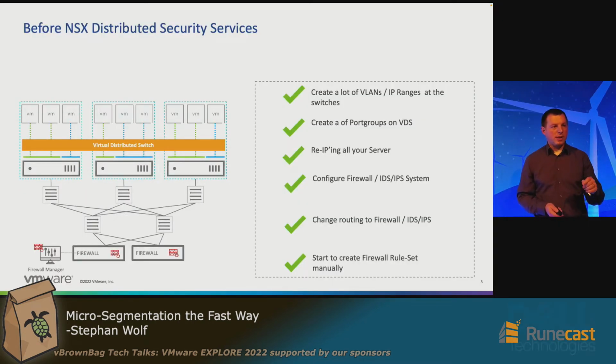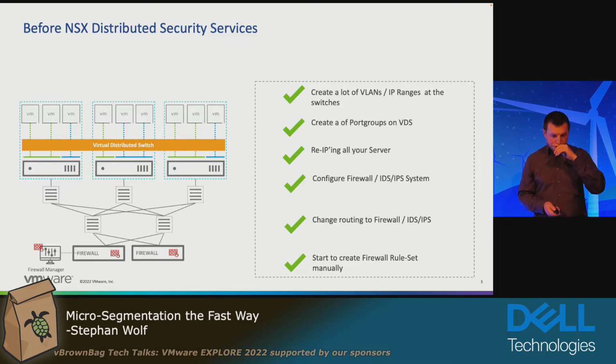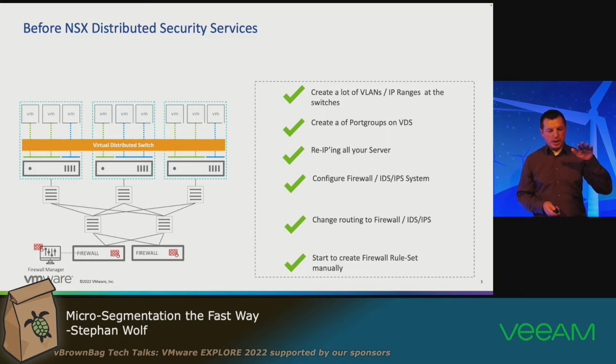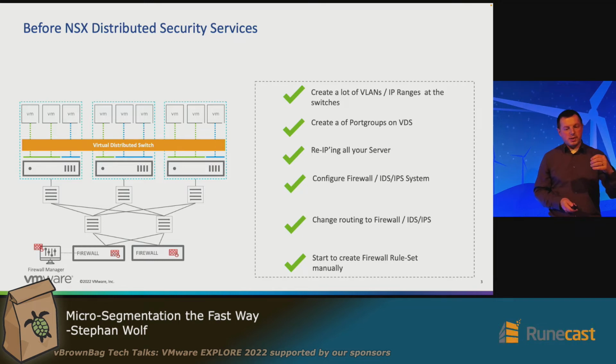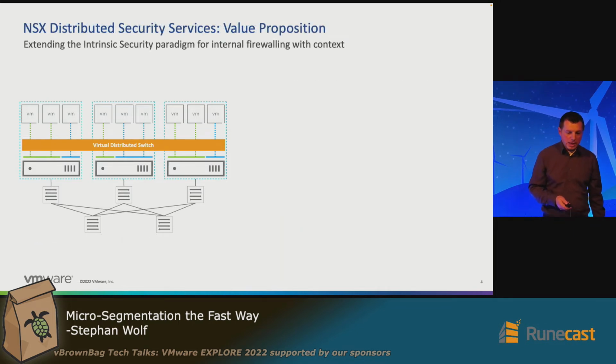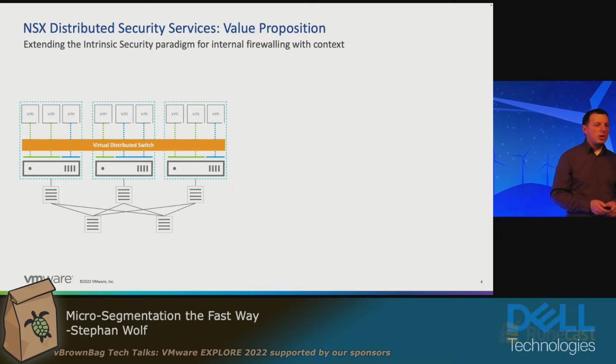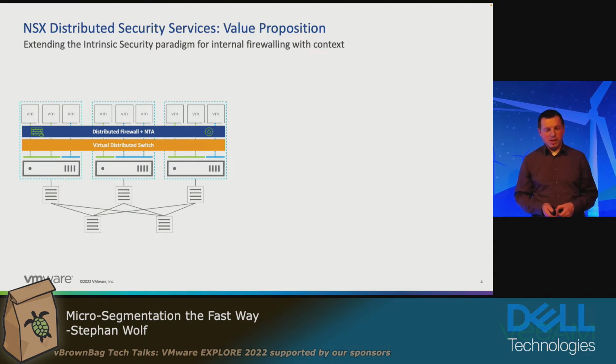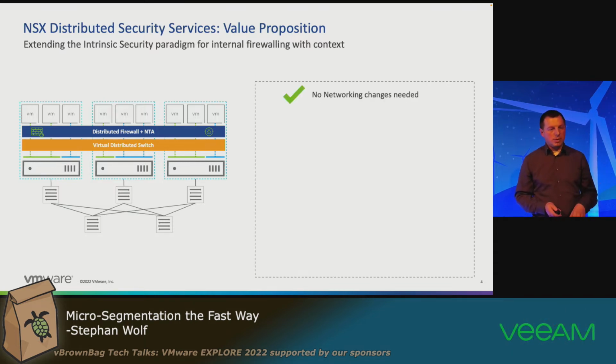Especially with NSX Intelligence, which we will come to later on, this is the key to going faster in this journey, when we want to enable our firewall in front of every VM and then automatically create a rule set instead of doing it manually. So how do we do it? Usually we have the same setup in our data center. What do you think, how many networking changes do you have to make when you install NSX? Zero.